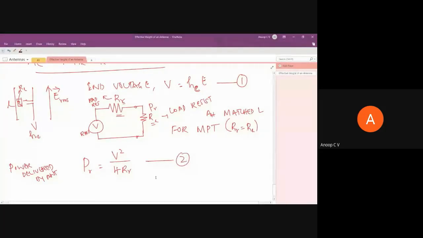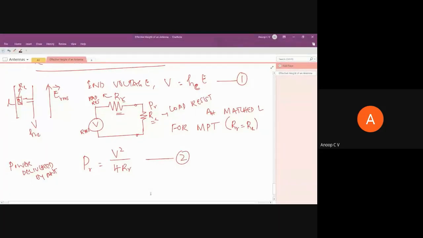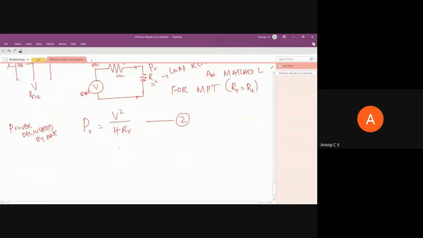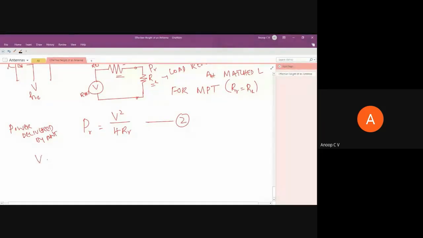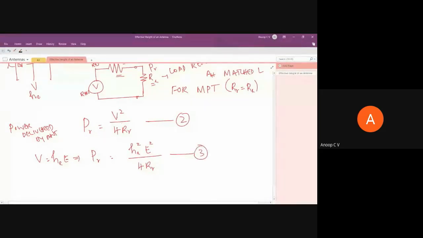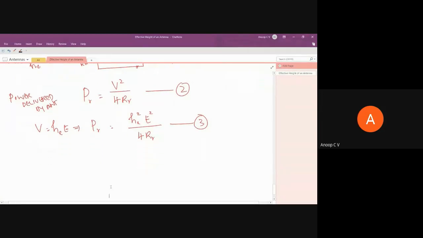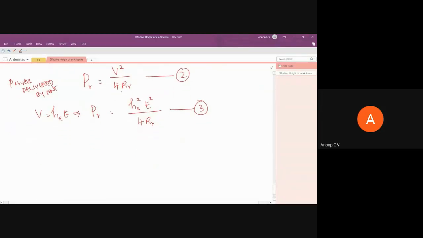And we know V is equal to HE into E from equation number 1, which implies PR can be written as HE square times E square divided by 4 RR. I'll call it equation number 3. I replace this V with HE times E. So please assume all are RMS values. So this is one way.